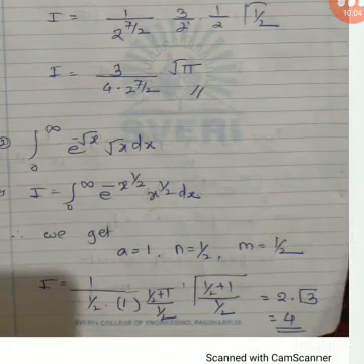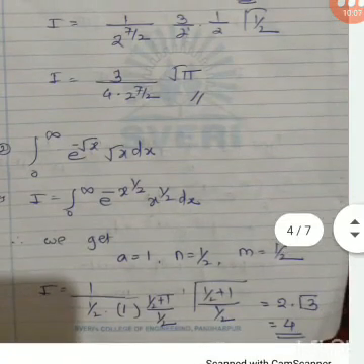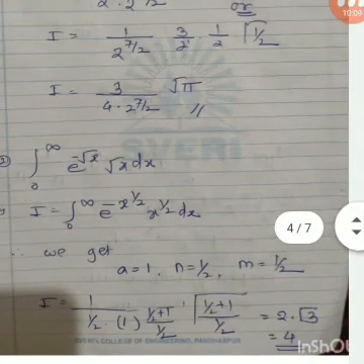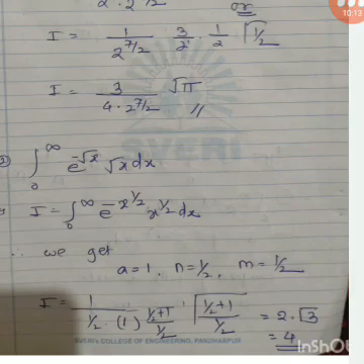I is equal to 1 upon 2, we put the value 1 upon n, n is equal to 2, a is equal to 2 raised to m plus 1, m is 4, 4 plus 1 by 2, gamma of 4 plus 1 by 2. Just simplify the answer now. In the denominator, 2 into 2 raised to 5 by 2, and gamma of 5 by 2.